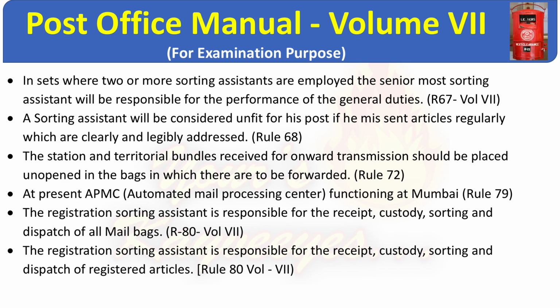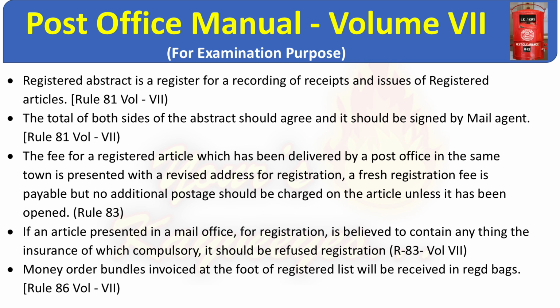Rule number 79. The registration sorting assistant is responsible for the receipt, custody, sorting and dispatch of all mail bags. Rule number 80. He is also responsible for the receipt, custody, sorting and dispatch of registered articles. Rule number 80. The register abstract is a register for recording the receipt and issue of registered articles. Rule number 81. The total of both sides of the abstract should agree and it should be signed by the mail agent.